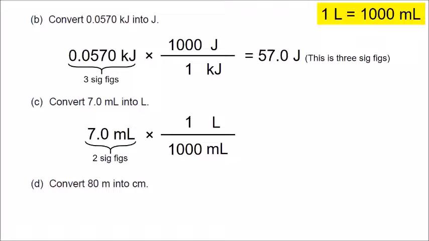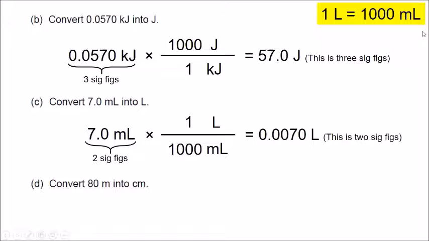When we do 7.0 divided by 1,000 on our calculator, we get 0.007, but that number only has 1 sig fig. If we need 2 sig figs in our answer, we must express this answer not as 0.007, but rather 0.0070. The leading zeros do not count, but the 7 and that final 0, those are the 2 significant figures in this final answer.